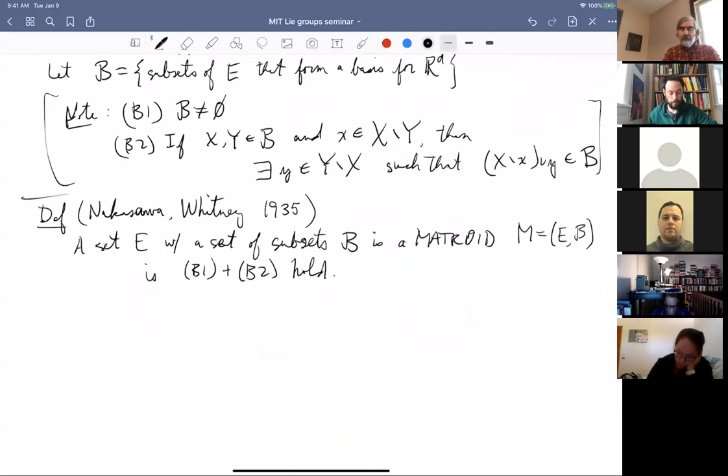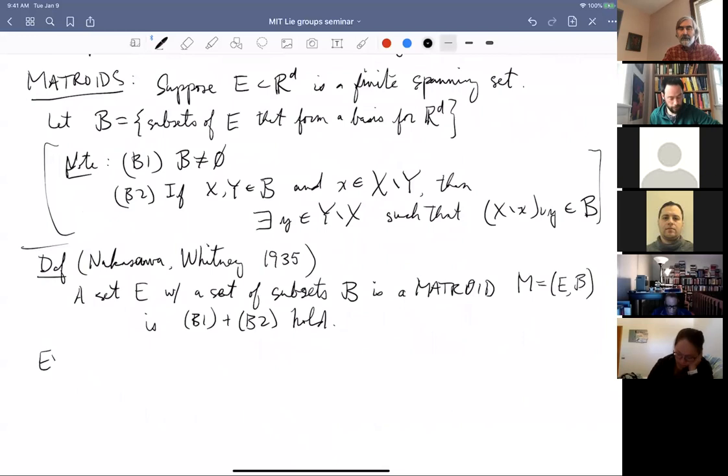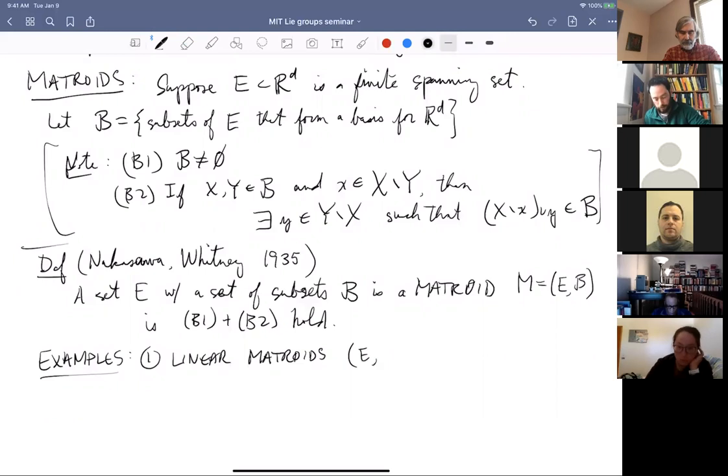Of course, so examples. Well, the first class of examples are linear matroids. So here, linear matroids meaning, E and B as above, E a collection of vectors in R^d that span. Another example, we could look at what are called graphical matroids.